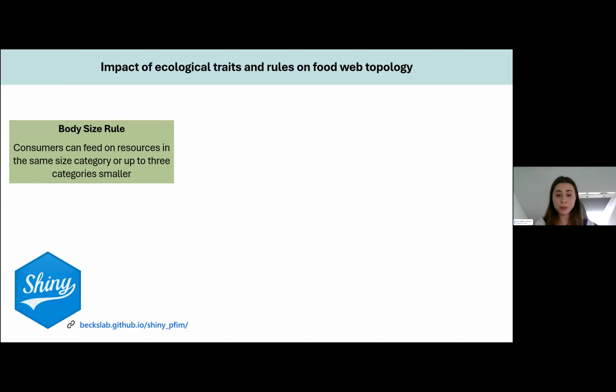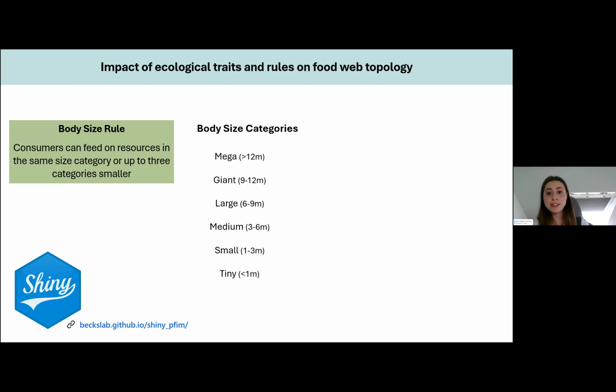So my body size rules that I use for my food webs is that consumers can feed on resources in the same size category or up to 3 categories smaller. And here are my body size categories. As you can see, they're already pretty broad, so we're already being really flexible with what taxa can feed on another. But this rule does differ from what we normally see in food web studies and what we saw in the original FIM design, in that we now have a lower limit on what taxa can feed on. So there's a limit to how small a resource a consumer can eat.